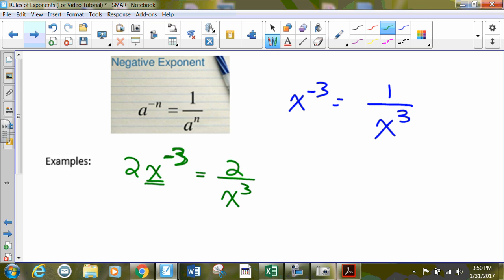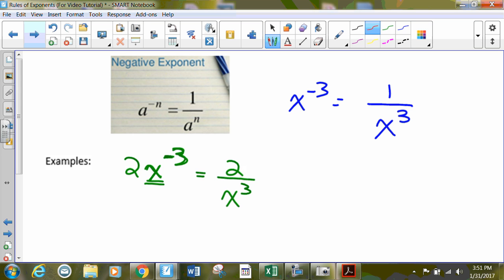In math, using a negative exponent is just not polite. It's not good manners. It's like putting your elbows on the table. So when we see a base raised to a negative exponent, we're going to put it in the denominator.